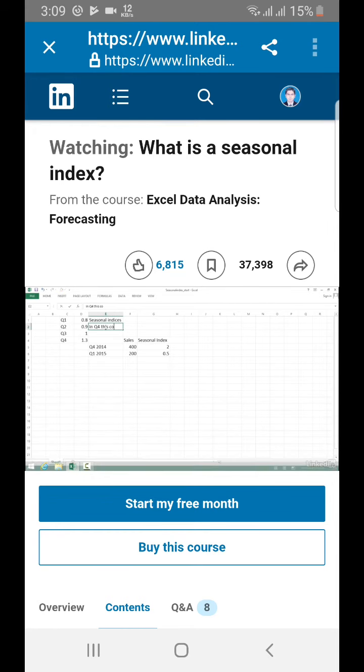Therefore, this company tends to sell 30% more than an average quarter. That's what the 1.3 means. And in Q1, this company sells 20% less than an average quarter. That's what the 0.8 means. So seasonal indices must have a certain property. They must average to 1. In other words, the quarters that are above average must sort of be canceled out by the quarters that are below average.